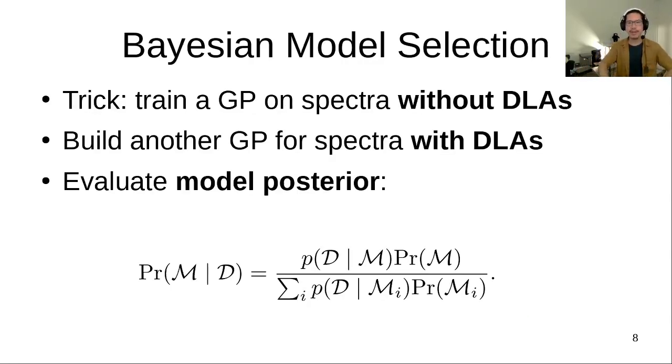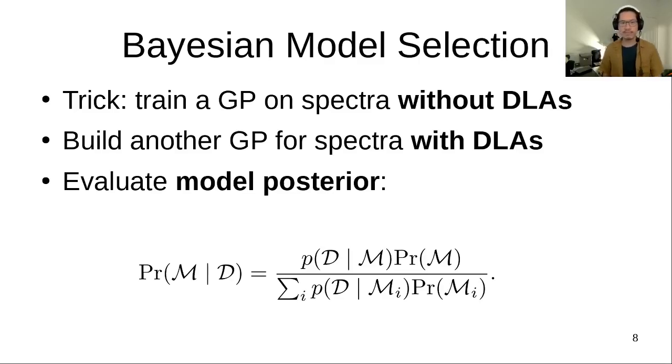Our method depends fully on a Bayesian model selection framework. The trick we used is to first train a GP prior for QSO emission without any DLAs, and we built another GP prior for quasar spectra having DLAs. Each GP prior can serve as a likelihood function. Now we can use these likelihood functions to see how well the new data we get from an object could be explained by each GP model.